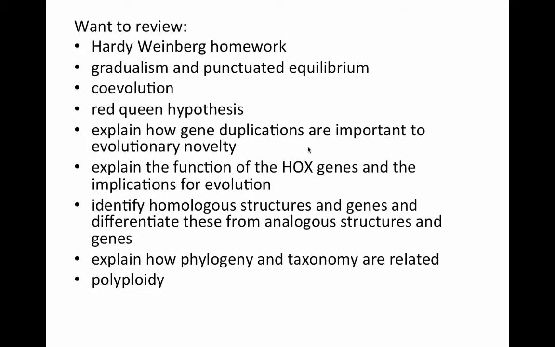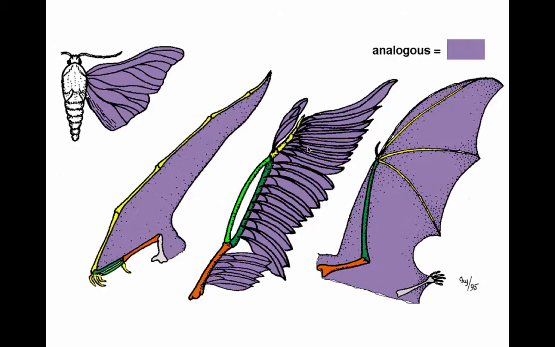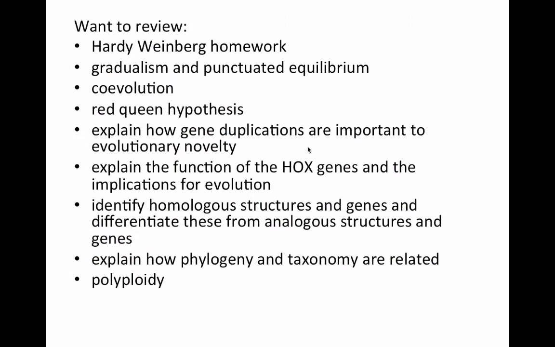Okay, the next thing we need to talk about is how gene duplications are important to evolutionary novelty. Basically, if you think about it, if you only have one copy of a gene, that gene has to perform its function. If you have two copies of a gene, one of them can perform the regular function, and the other one is free to change and evolve. So I'm going to come back to that. We'll talk about the Hox genes. We'll talk about homologous structures next.